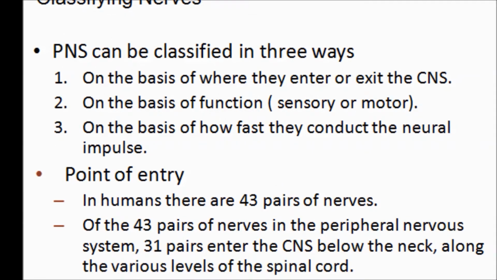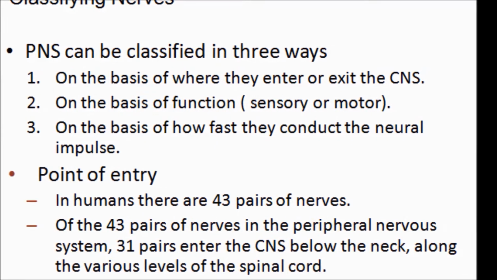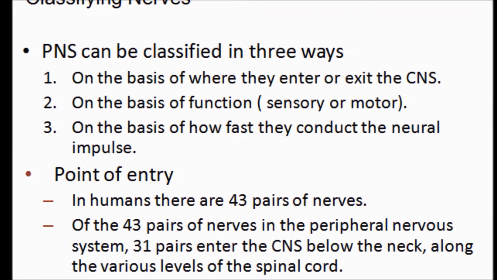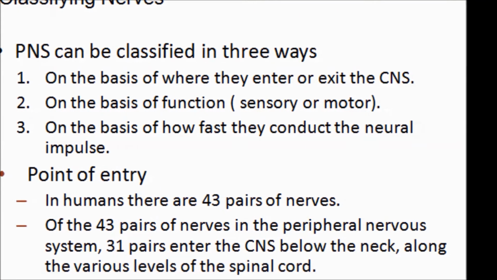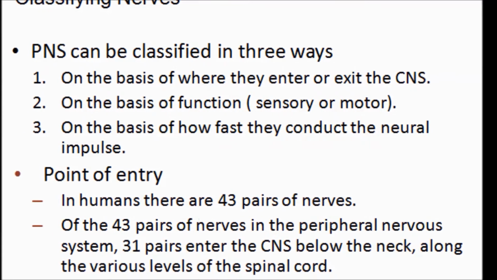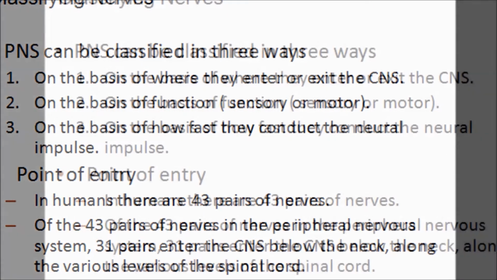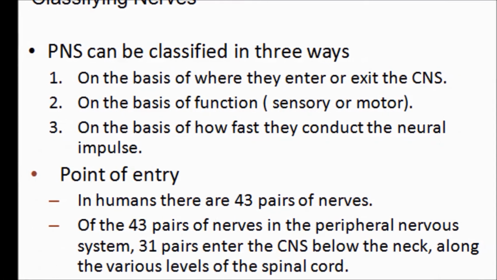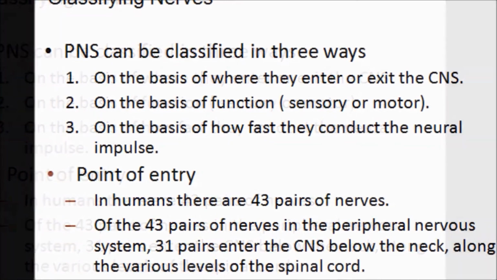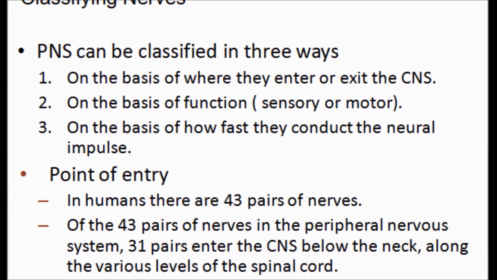The way in which PNS can be classified. PNS can be classified in three ways. First, on the basis of where they enter or exit the central nervous system. Second, on the basis of function, that is whether they are sensory or motor. And third, on the basis of how fast they conduct the neural impulse.